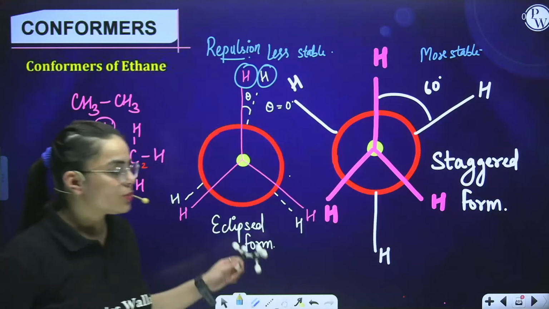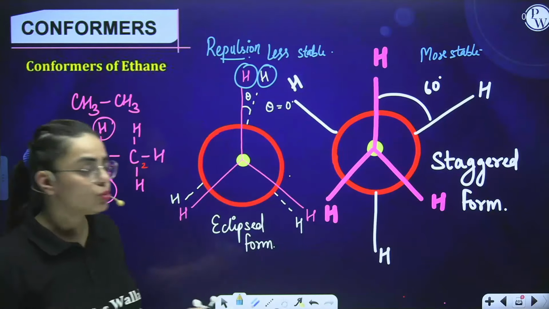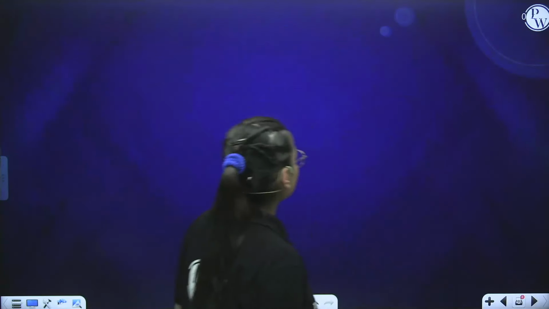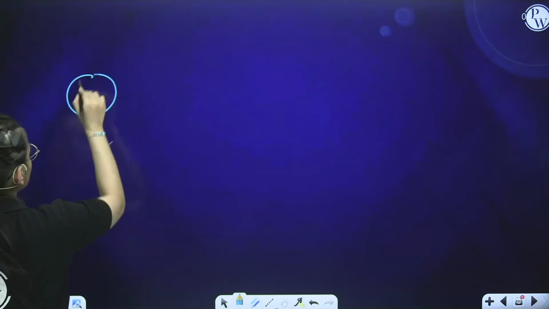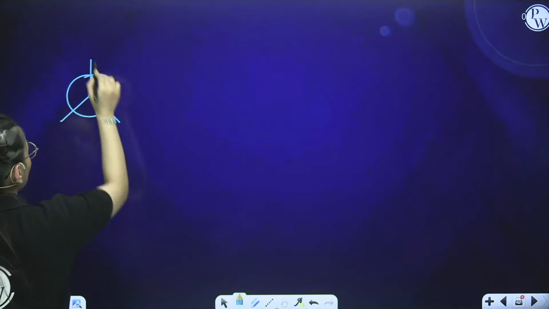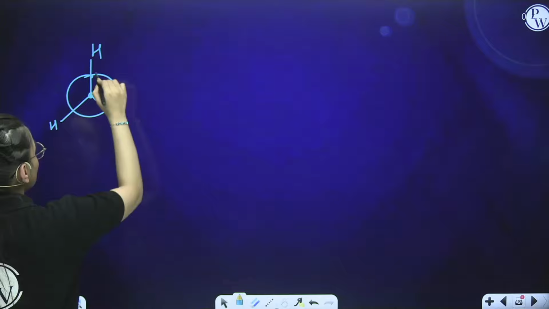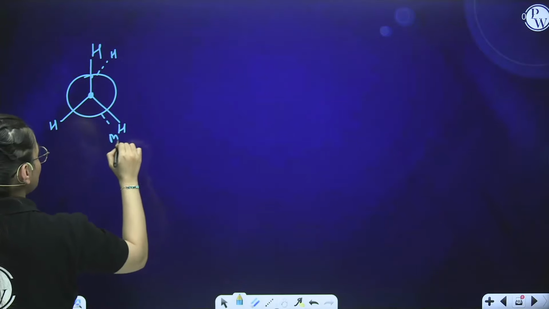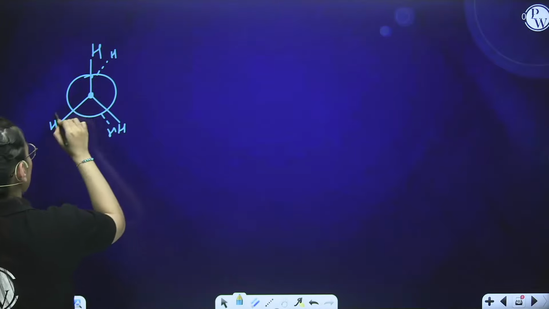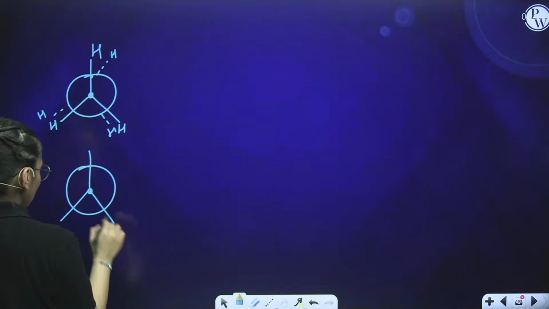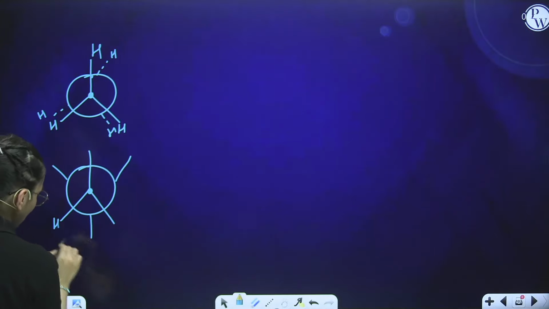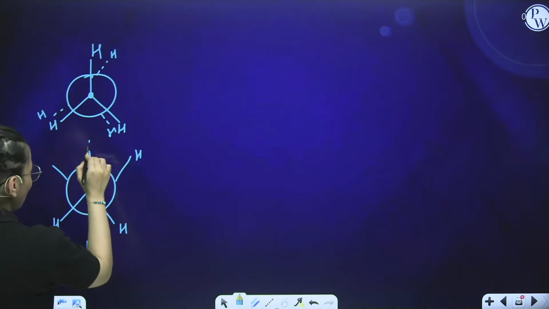Now students, as these were the Newman projection formulas, now we will convert them into sawhorse projection formulas. How does the sawhorse projection formula look? See, this was the structure for the Newman. Now, to convert into sawhorse, we will tilt it a bit like this. I have made this structure: hydrogen, hydrogen, hydrogen. This was the eclipsed one, right? Now, the staggered one looked like this: hydrogen, hydrogen, hydrogen, hydrogen, hydrogen, hydrogen.